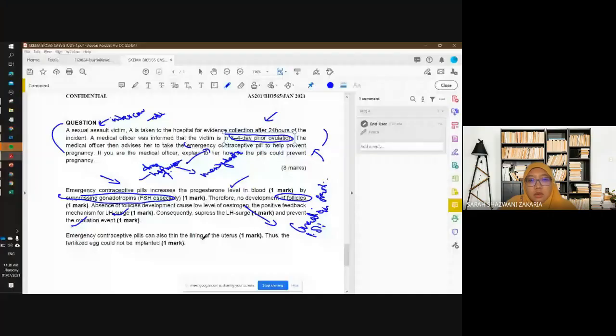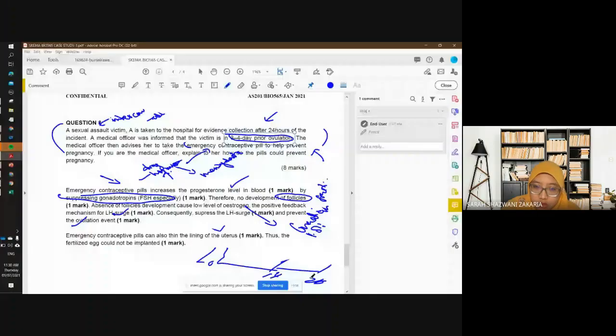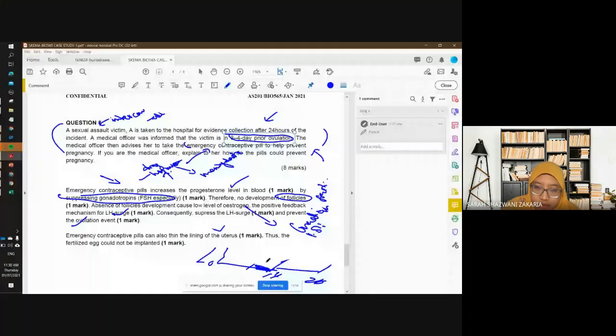Another one, the contraceptive pills can also thin the lining of the uterus. Why? Because these pills were taken at this day: this is zero, this is day 14, this is day 28. So it's between these days here, when the sexual assault occurred. The progesterone shouldn't be so high at this period. If it's suddenly high here, it will inhibit the follicle development in this region.